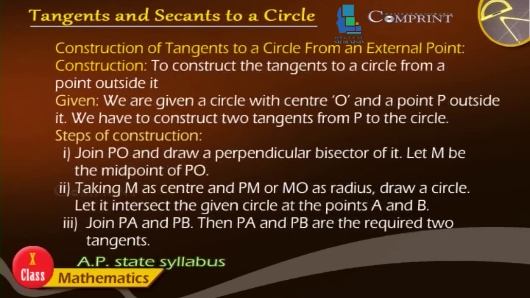Construction of tangents to a circle from an external point. Construction: to construct the tangents to a circle from a point outside it. Given, we are given a circle with center O and a point P outside it. We have to construct two tangents from P to the circle.